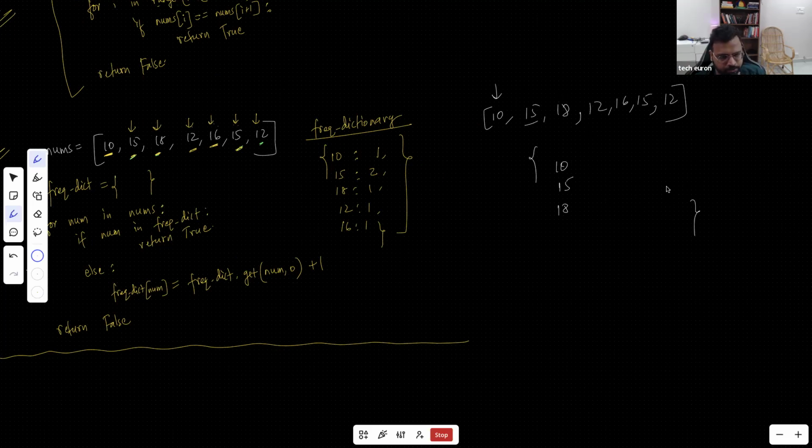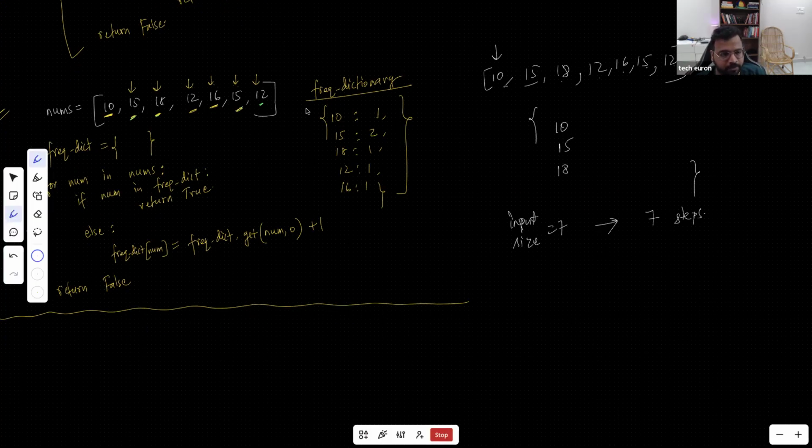So how many steps are you going to do? If there are 1, 2, 3, 4, 5, 6, 7, if the input size is equal to 7, then how many steps are we taking here? Are we taking 7 steps? We are putting one thing in a dictionary. Nothing else we are doing. Guys, are you following or not?